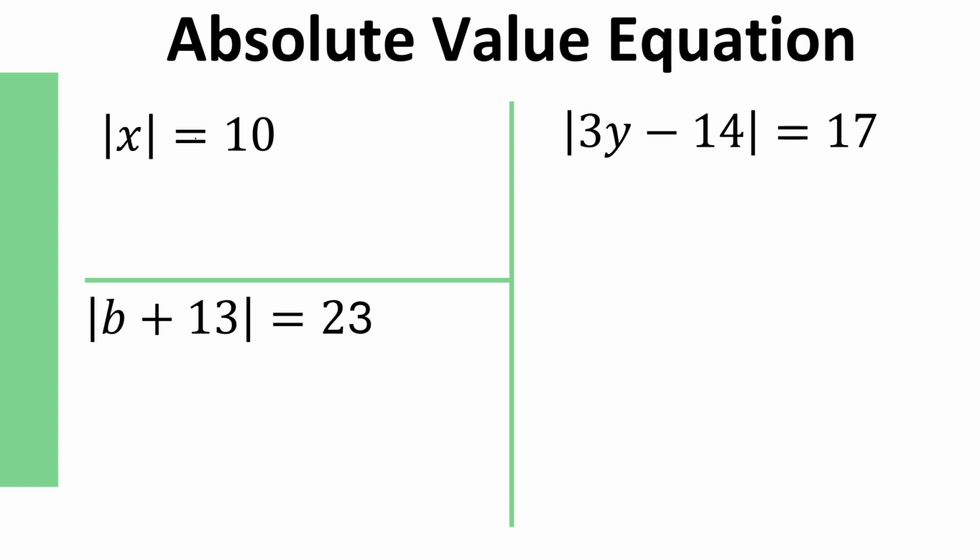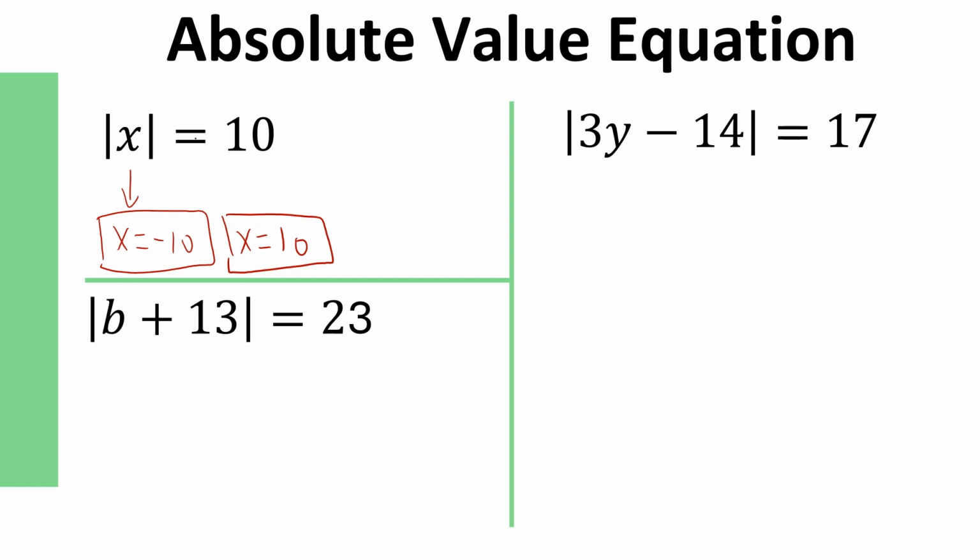So therefore, if the absolute value of a number x gives you positive 10, then x can be negative 10 or x can be positive 10, because the absolute value of negative 10 is 10 and the absolute value of 10 is 10. So when you solve an absolute value equation, it's always going to have two cases, and you're going to solve each equation individually.